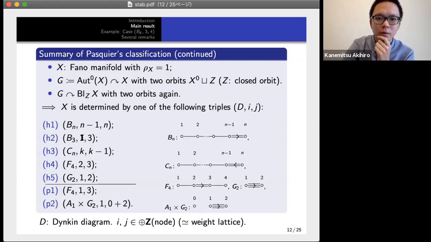I see. So the varieties of H2, H3, and H5 are not Kähler-Einstein, but since the tangent bundle is stable, it is polystable, and so it admits a Hermitian-Einstein metric. So they are not Kähler-Einstein, but they are Hermitian-Einstein. Yes.